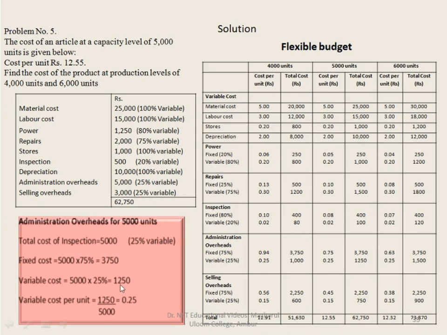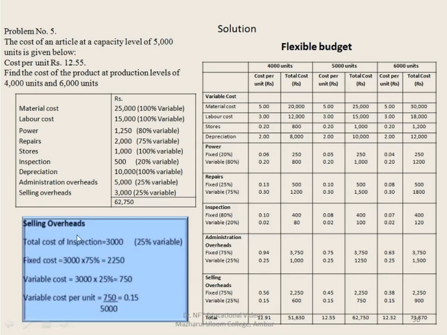25% is 1250. You have found out cost per unit. Cost per unit remains constant. Multiply it with the number of units at different levels of activities. You will get the variable cost for administrative overheads.